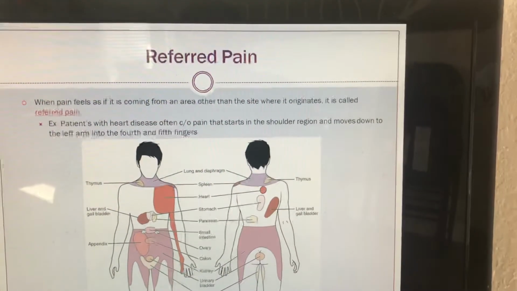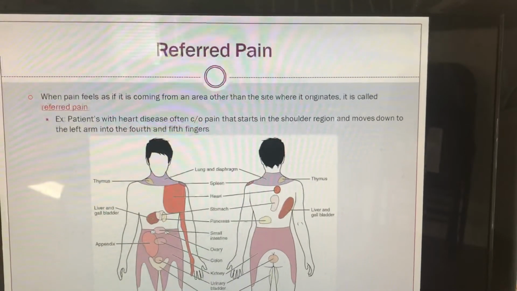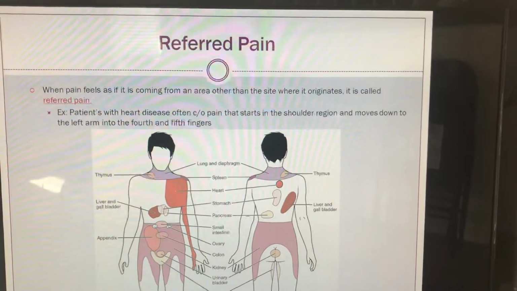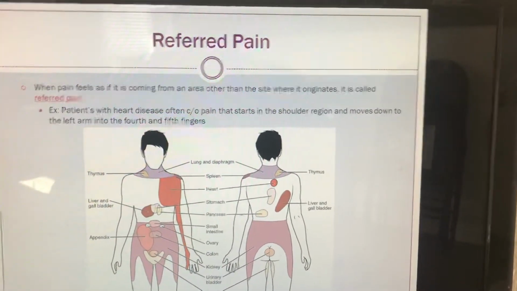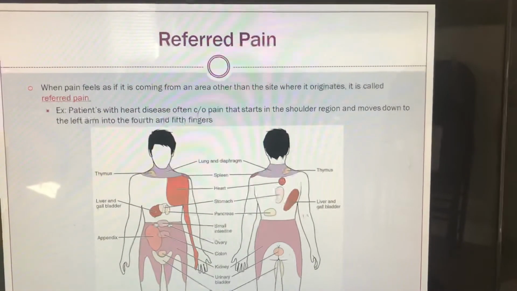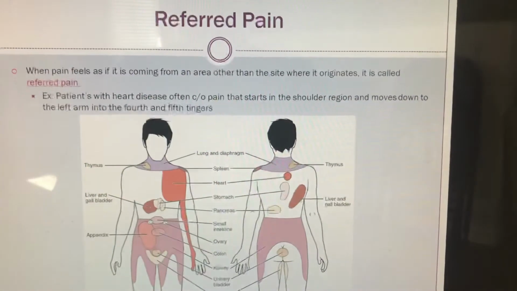We have what's called referred pain. This is when pain feels as if it's coming from an area other than the site where it originates. For example, patients with heart disease often complain of pain that starts in the shoulder region and moves down the left arm into the fourth and fifth fingers.